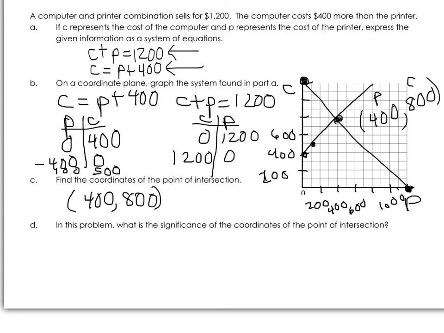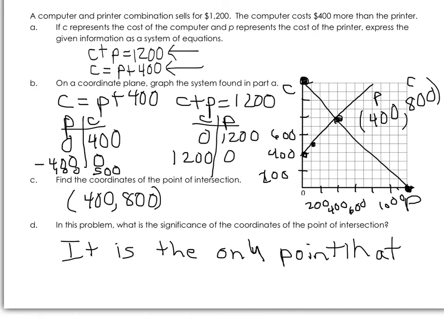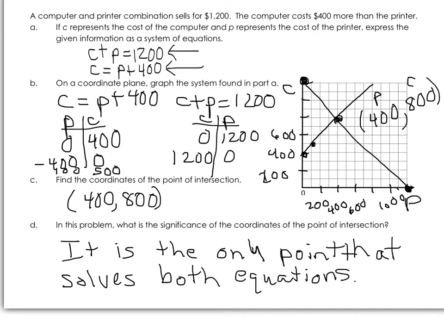What's the significance of the coordinates of the point of intersection? It is really the only point that solves both equations. It makes both of those true statements.